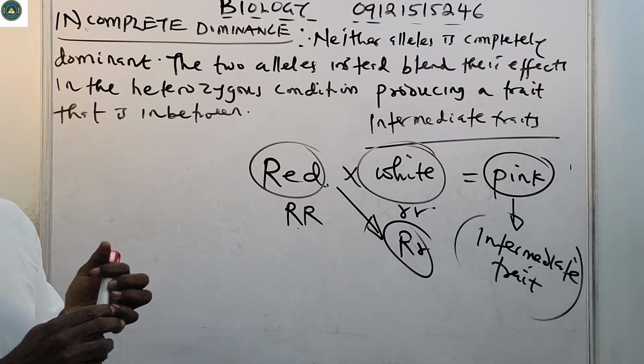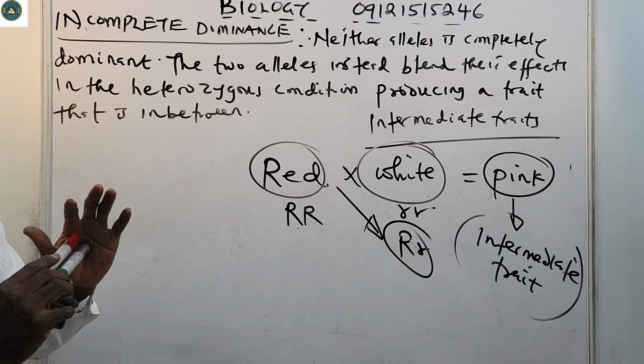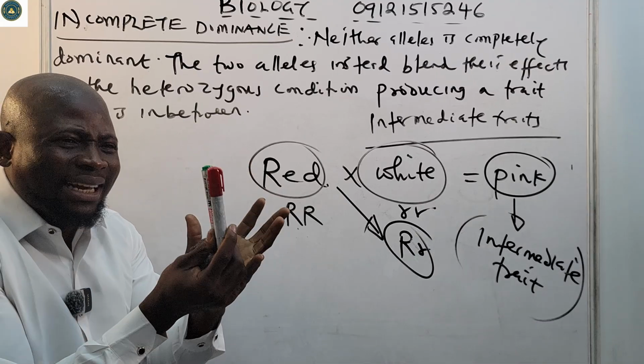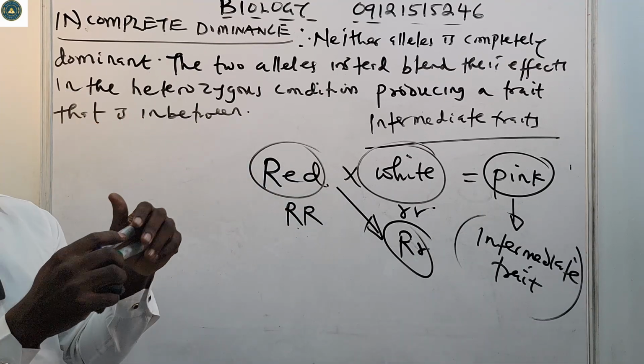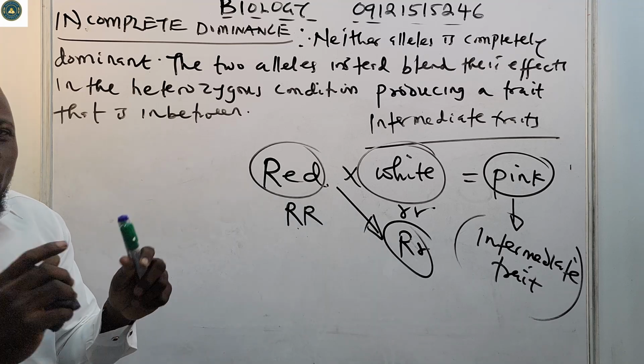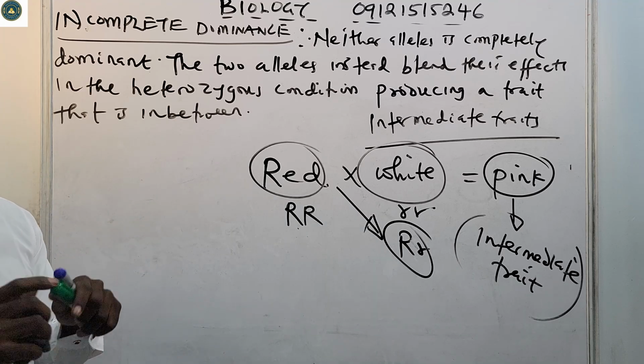So that is the concept of incomplete dominance. Neither allele is completely dominant over the other. The two alleles blend their effect in the heterozygote condition, producing a trait that is in between.